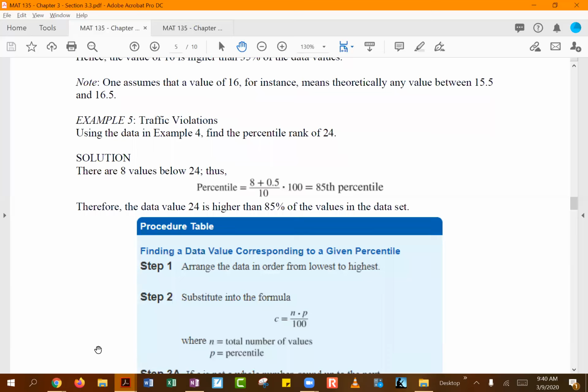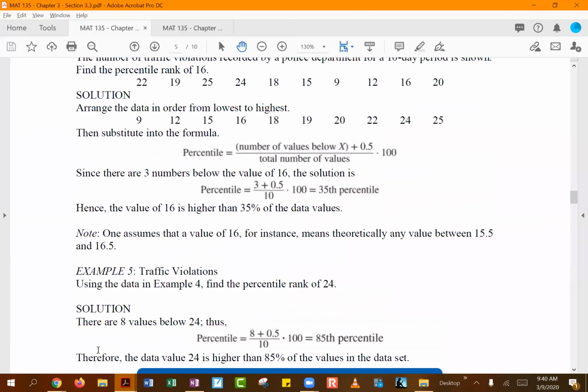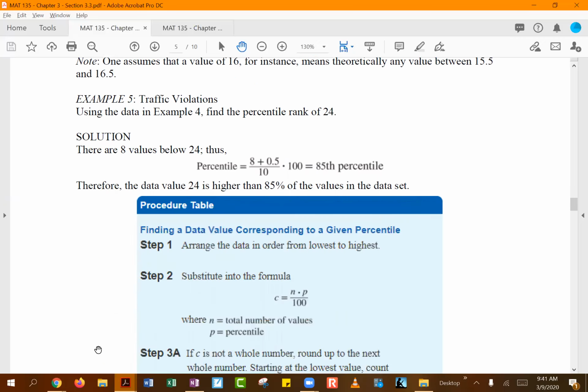Just the same example of traffic violations. They want to know what is the percentile rank of 24. So if you look at that list that we had in order, 24 is now the second largest value, right? Which means we are going to have 8 values below 24. So that's your 8 plus 0.5 divided by 10. And again, multiply by 100 to get your 85th percentile. So again, that's what we would say, that 85% of the data values would fall below 24, or 24 is higher than 85% of the values.